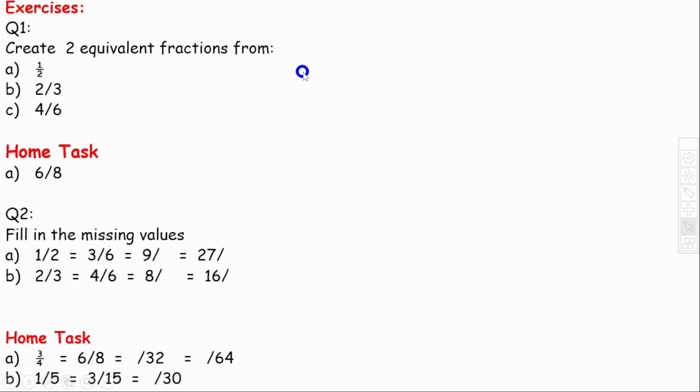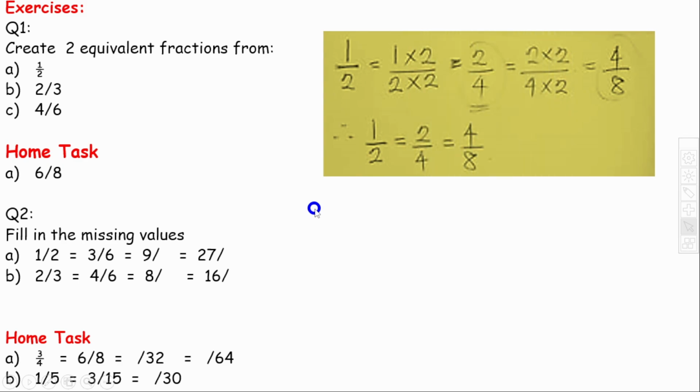Create 2 equivalent fractions from 1 all over 2. This is very easy. Always try as much as possible to multiply with small numbers for easy computation. So let's multiply the numerator and denominator by 2. 1 times 2 all over 2 times 2 gives us what? 1 times 2 is equal to 2. 2 times 2 is equal to 4. It becomes 2 all over 4. This is the first equivalent fraction.